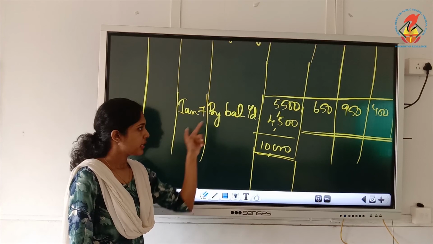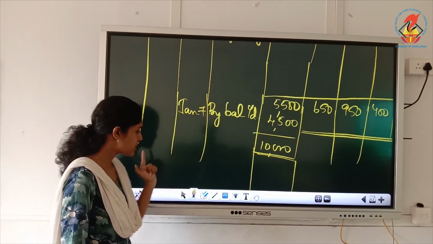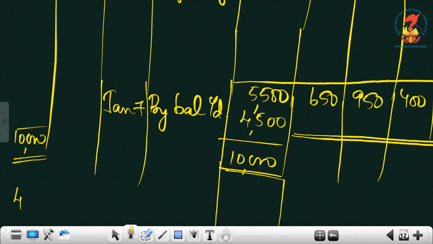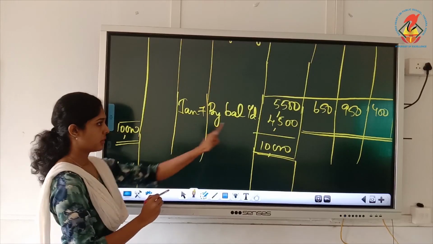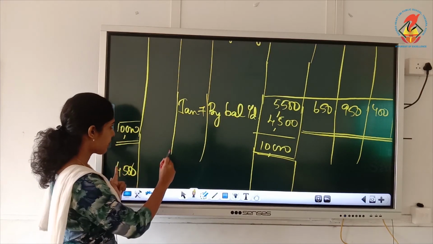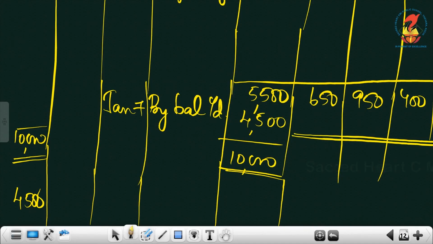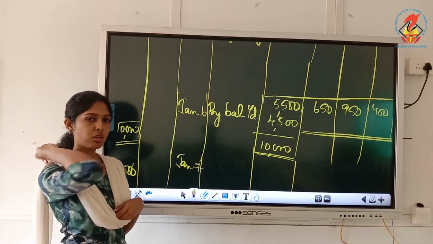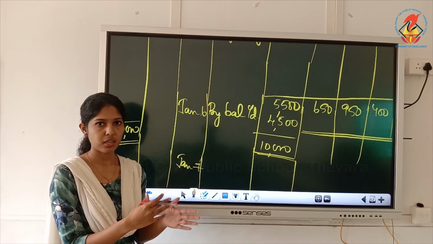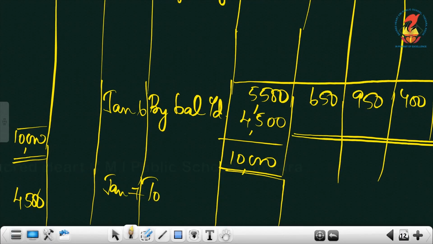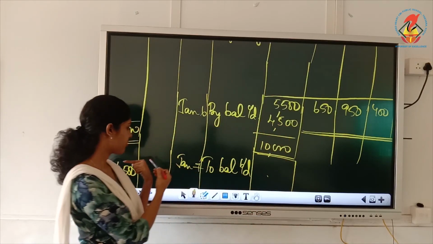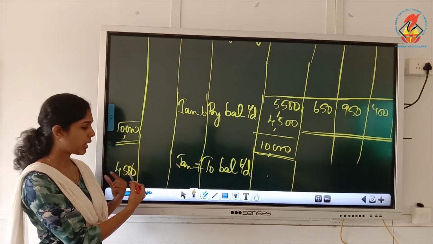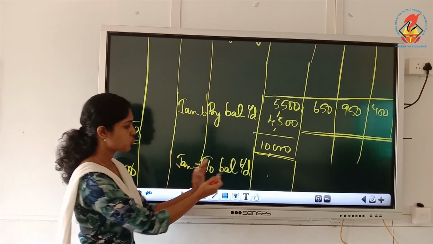Next, the balance carried down you must transfer to the opposite side. From the payment side, this should go to the receipt side, and the date will be Jan 7th itself. For balance carried down, you can give the last date. Brought down, you are taking to the beginning of the next period, so there you take the next day. Here you can give the last date itself. To balance brought down, will you write the amount here? No, already you have taken this 4,500 to the opposite side. That means to the receipt side you have written to balance brought down.